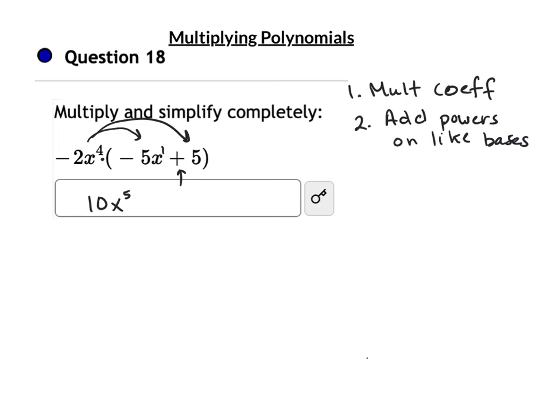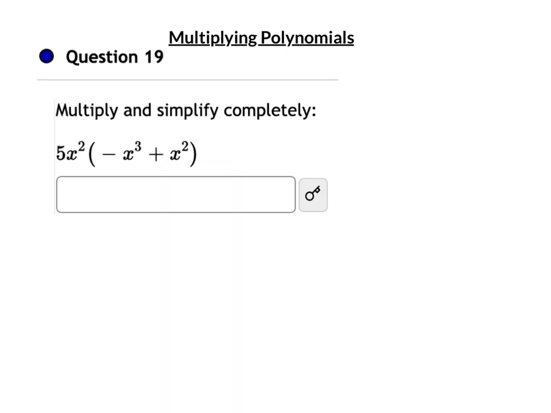We multiply our coefficients, and we add powers on like bases. -2 times +5 makes -10. X to the 4th times, there's no more x's over there, so it's not going to change. It's just going to be x to the 4th. I can't add these, I can't subtract these, they're not like terms. This is my answer. And the last example, if you made it this far, congratulations, you're doing a great job.